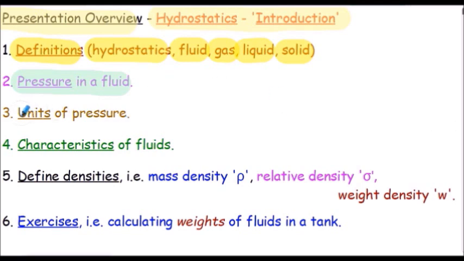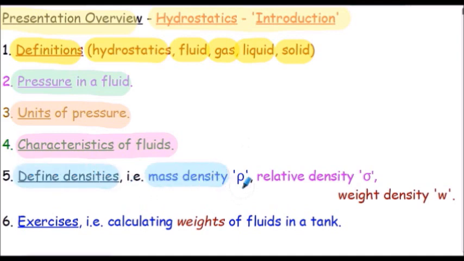We consider SI units of pressure and also non-SI units of pressure that are often used. We consider the characteristics of a fluid. We then define various densities such as mass density, symbol lowercase rho, relative density, symbol lowercase sigma, and weight density, symbol lowercase w.